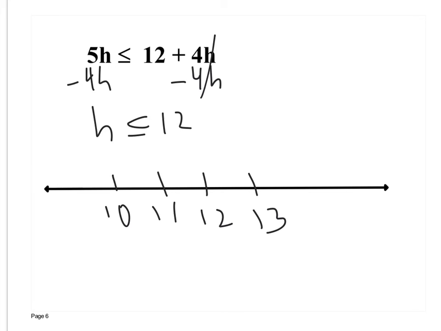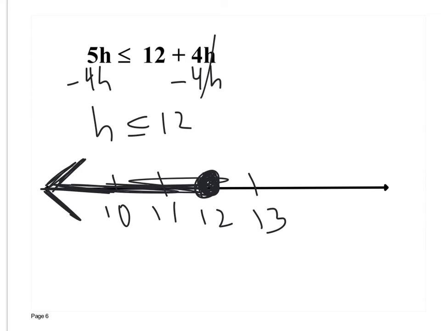And then I know, hey, it's a closed circle because h is less than or equal to 12. And I look for a number that's less than 12. That'd be 10, that'd be 11, that'd be 9, it could be 2. Okay, so my arrow is going to be drawn to the left.